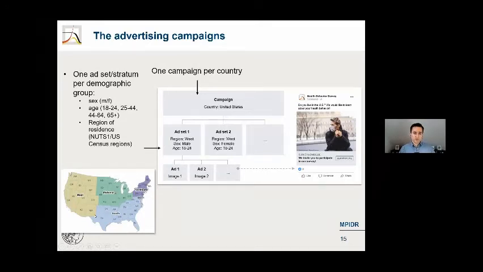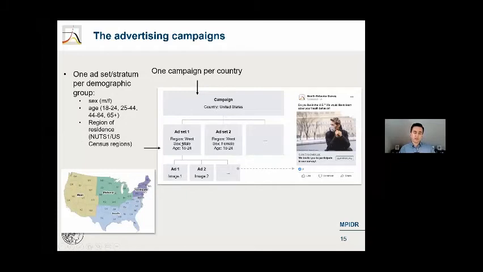So we had different ad sets for the different combinations of sex and age for each of the 4 regions, leading across countries to between 24 and, I think, 52 ad sets, so that we would make sure that Facebook shows our ads to each of these demographic groups.